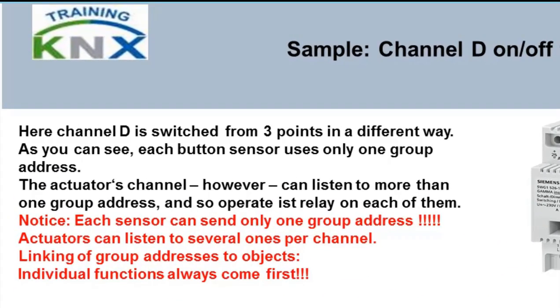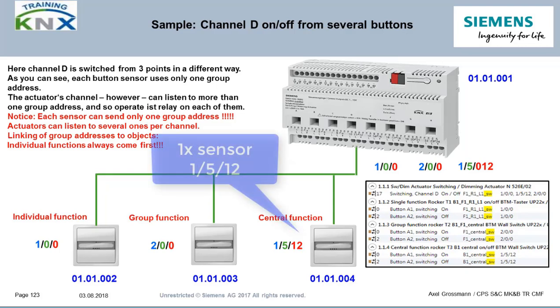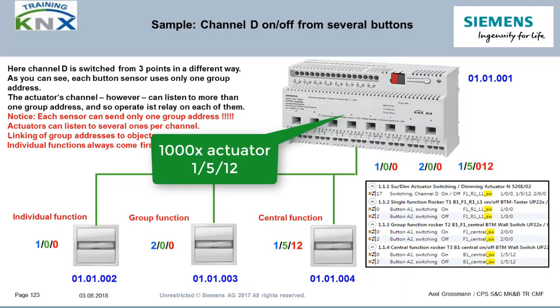Just imagine what would happen if a push button has to control 1000 channels as a central function by sending 1000 individual telegrams. This would jam the bus for at least 20 seconds. Nothing else could be done in this period. Therefore, such a function is realized by assigning the same group address to all 1000 actuator channels, so that the transmission of just one single telegram would switch them all simultaneously.